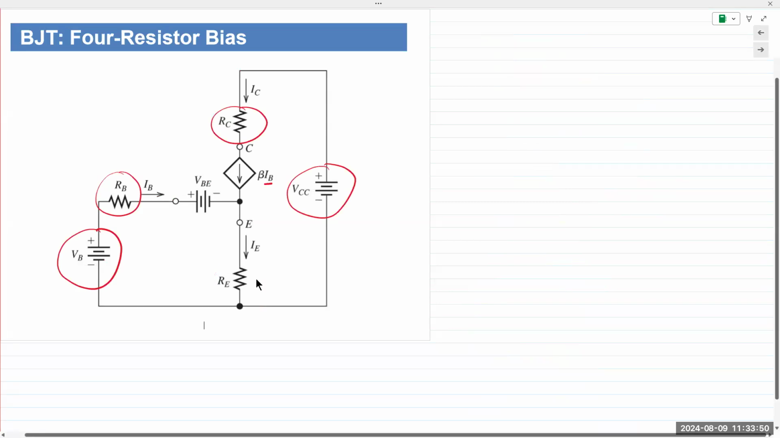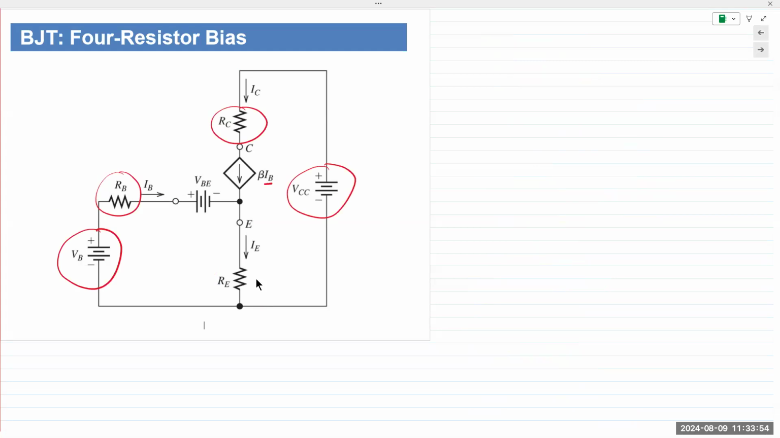Analysis techniques can proceed in the exact same manner. We can apply KVL, we can apply KCL, we can apply Ohm's law to determine what our output would be. So let's say we have a, okay, hold on.